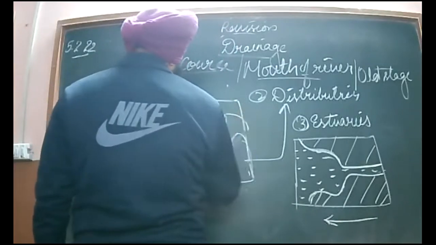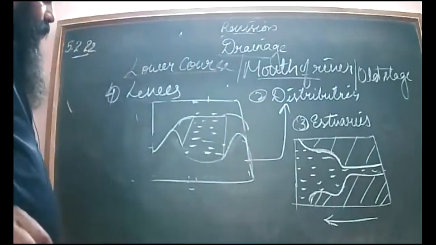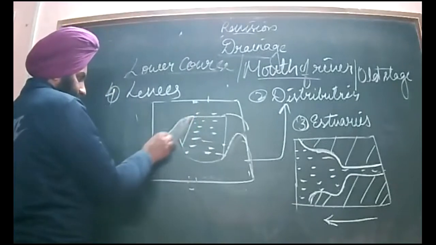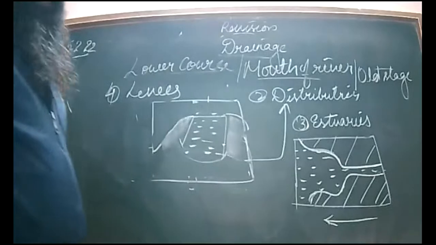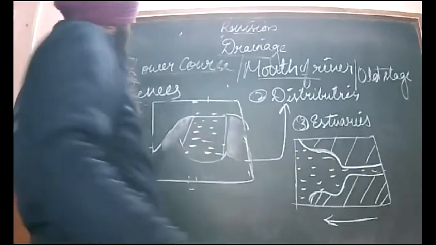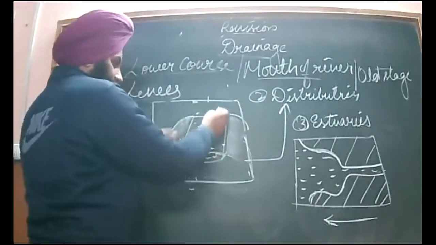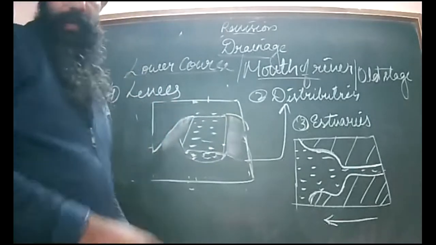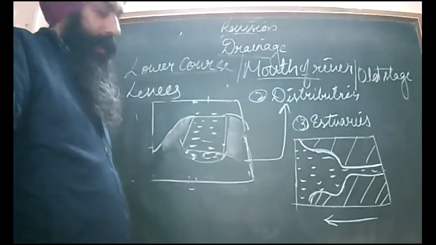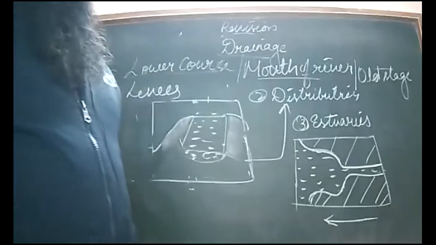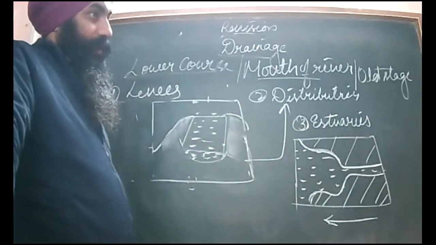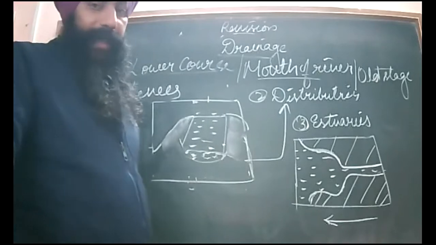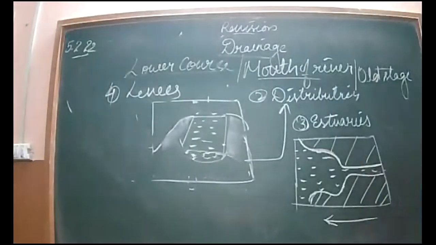Through regular deposition, the land or bank rises. This is part of a levee, which rises due to the regular deposition every year. These are the banks which increase their height due to regular deposition of sediments during floods. Such a raised part of a river bank is known as a levee.